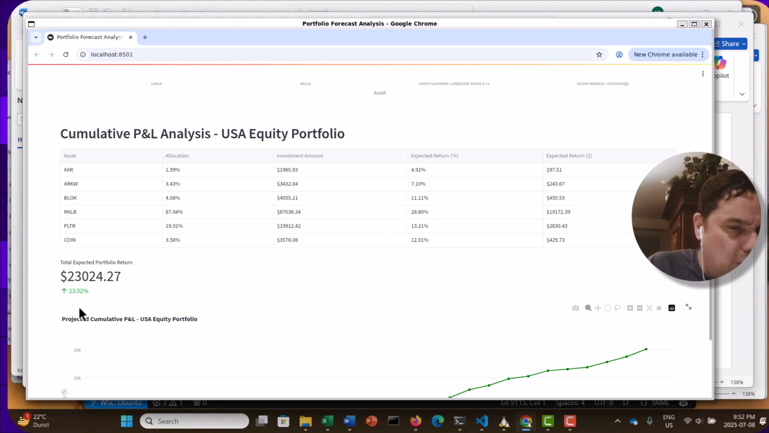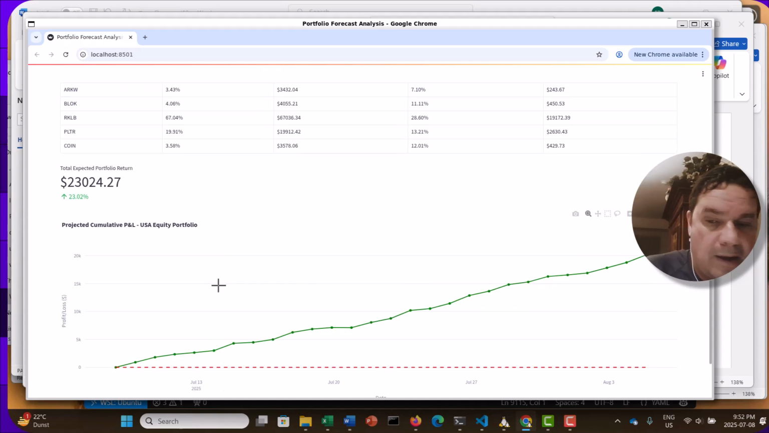But overall, the portfolio, if I put in, I can't remember the amount, I think it was 20,000 or 15,000, you get a 23% return over the next couple of weeks. The last one I did was 24%. This one's probably less risky, to be honest.